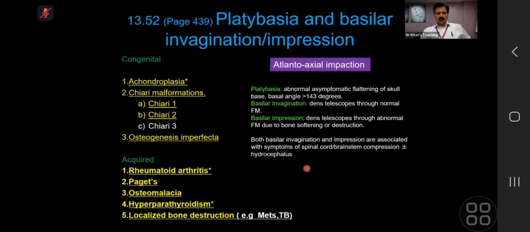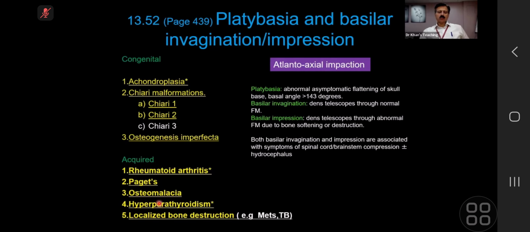Now, look at this from your Chapman, 13.52, platybasia and basilar invagination / impression, congenital and acquired. Now, in the congenital, osteogenesis imperfecta is very important to remember. And this has come in the exam. I've shown you previously. I'll show you once again. But look at the acquired ones.